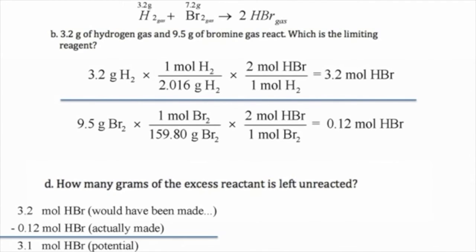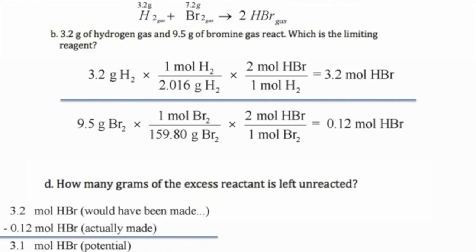How many grams of excess reactant is left unreacted? Well, if we compare how many moles of HBr could have been produced to the number of moles that actually had been produced, we would find that there was a difference of 3.1 moles of HBr, hydrogen bromide, as lost potential product. We can take that 3.1 moles of HBr that could not be made and use stoichiometry to change that into number of grams of H2, the excess reactant in this problem.